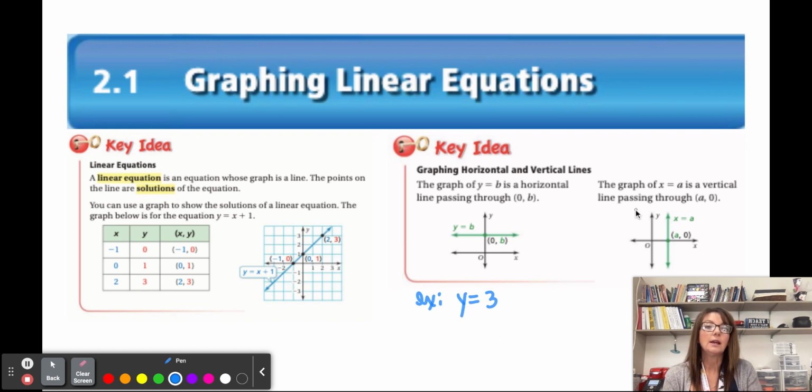Over here, an example of a vertical line, you would see, say, x is equal to 2 or something like that. I'm just guessing where that is. But no y at all, because it's not even going to cross the y-axis. This horizontal line will never cross the x-axis.